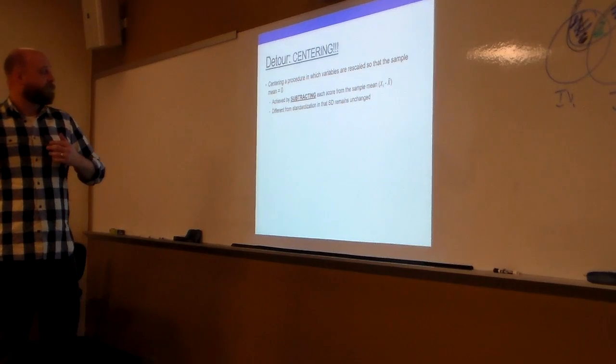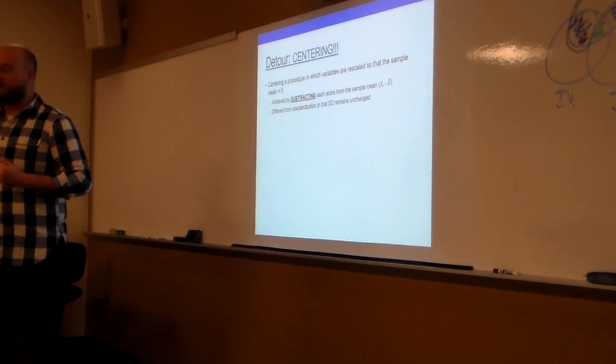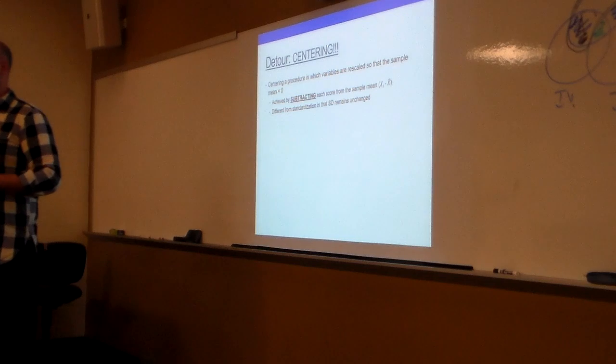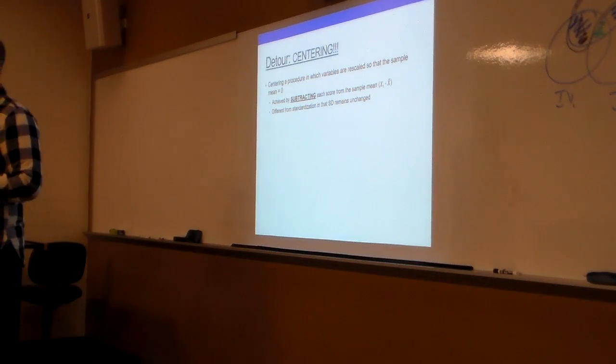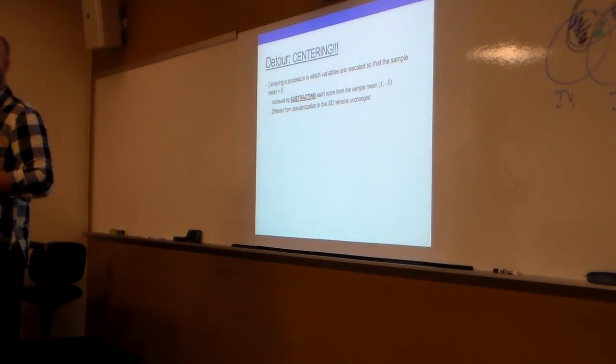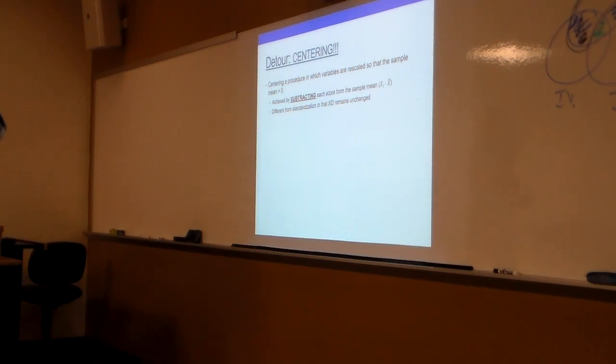Okay. So, I'm going to take a quick detour. One thing we haven't talked about to this point is centering. As we've gone through our regression models, we've just said, all right, here's X1, X2: opiate use, pain, PTSD.